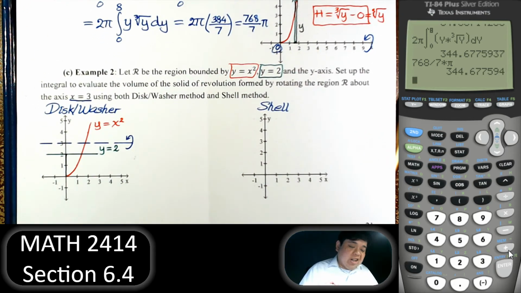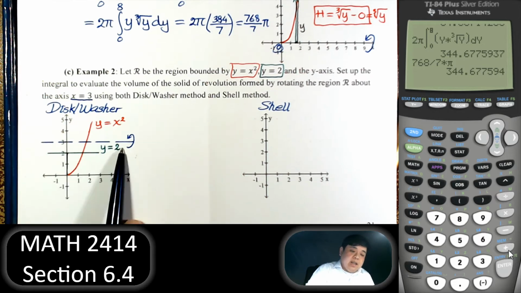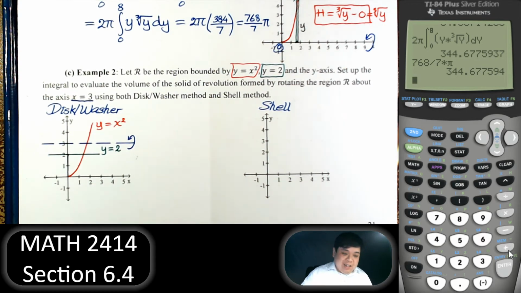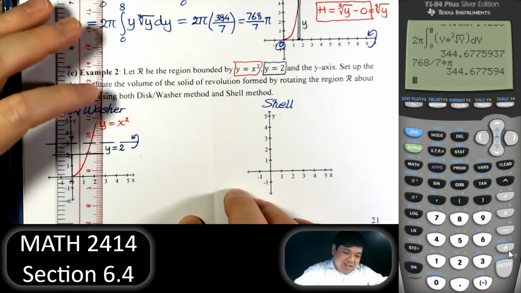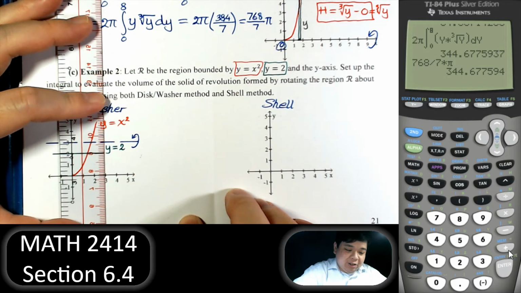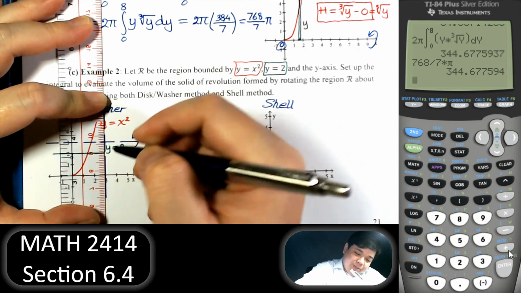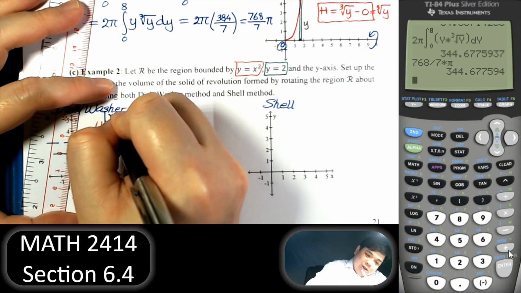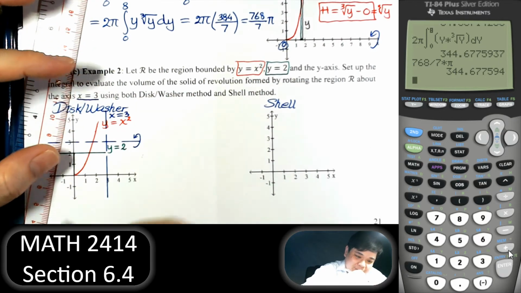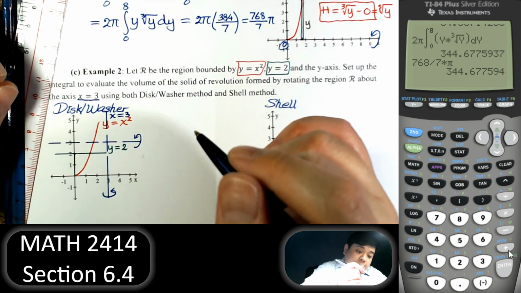Right, so this is washer. First, the axis of rotation is x equal to 3, and this is y equal to 3. Sorry about that. This is the axis of rotation, x equal to 3. Right. At least we didn't go any further. So x equal to 3. So we rotate about this one, not that one. Sorry about that.